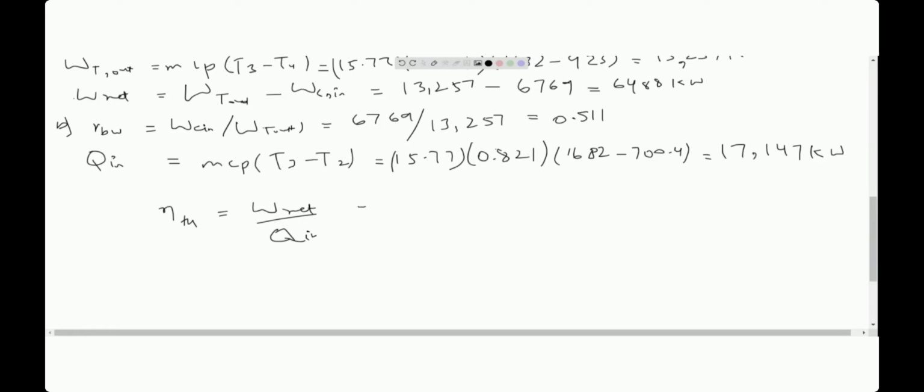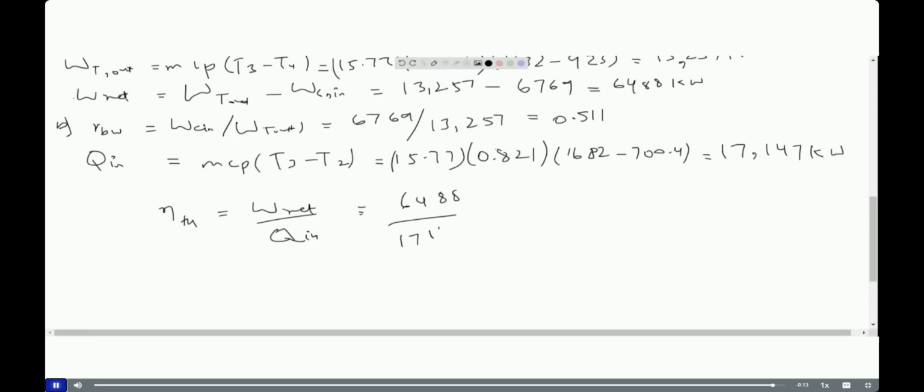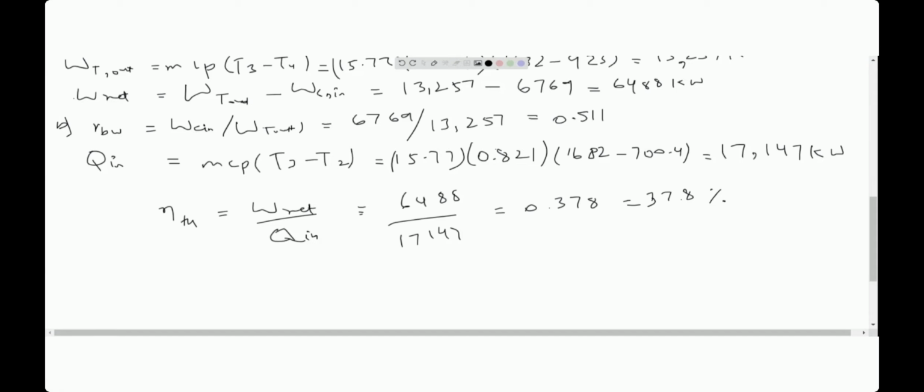Now the thermal efficiency is calculated as W net divided by Q in, that is 6488 divided by 17,147, that is equals to 0.378, that is 37.8%. This is our answer.